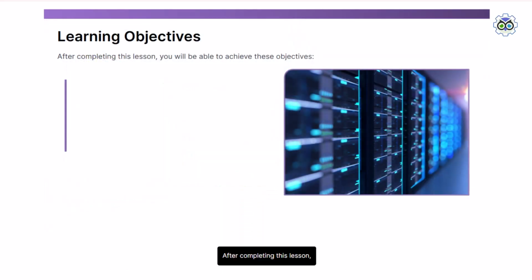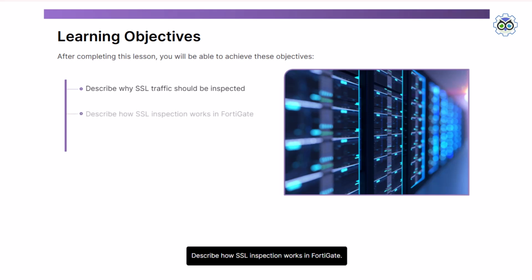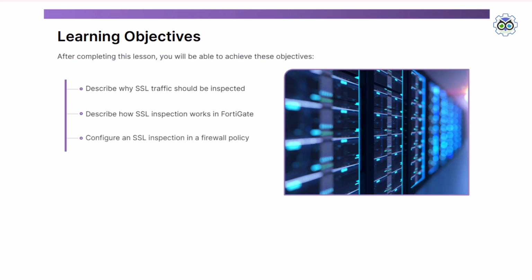After completing this lesson, you will be able to achieve these objectives. Describe why SSL traffic should be inspected. Describe how SSL inspection works in FortiGate. Configure an SSL inspection in a firewall policy.